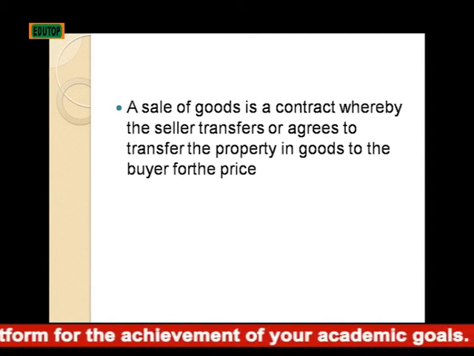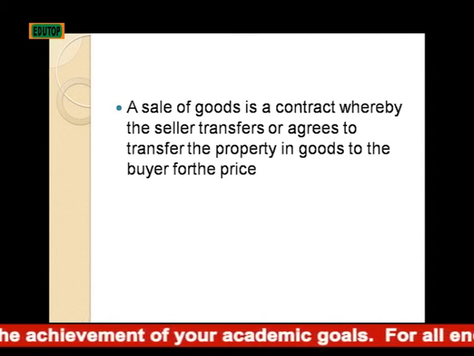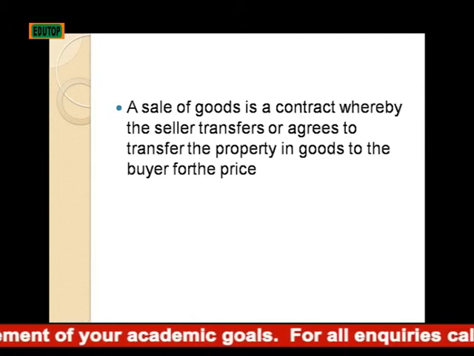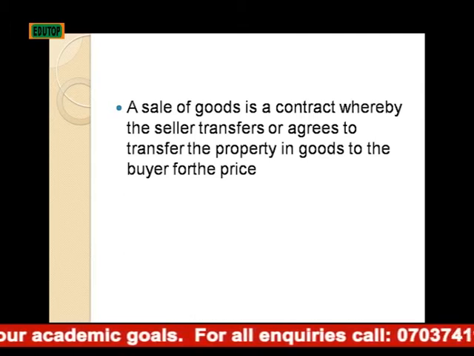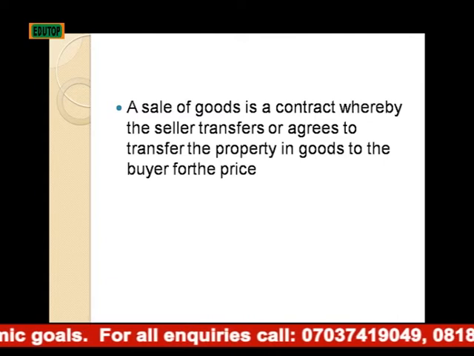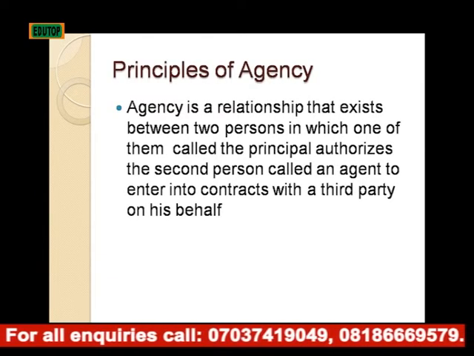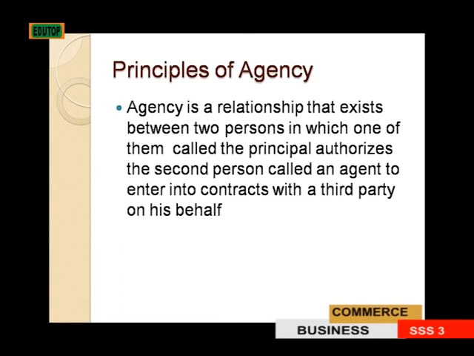It is a contract whereby the seller transfers or agrees to transfer the property in goods to the buyer for the price. Principles of agency is a relationship that exists between two persons in which one of them, called the principal, authorizes the second person, called an agent, to enter into contracts with a third party on his behalf.